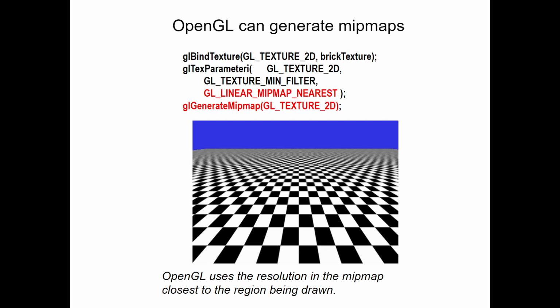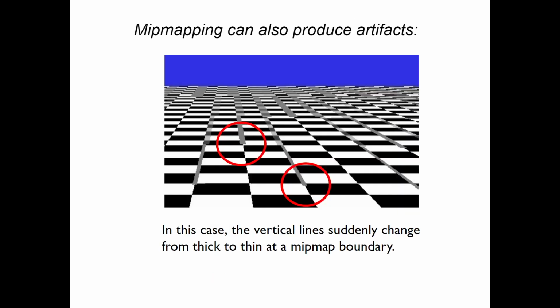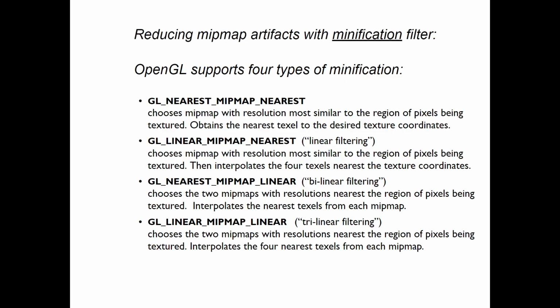So then OpenGL will try to use the resolution in the MIP map closest to the region being drawn, similar to that same size, right? So much better result. However, that still can have artifacts. It's not an ideal situation because you might be at a boundary, right? Suddenly you go from one to the other. You switch, okay, now I'm switching from that black and white checkerboard to a gray. Right at the edge, not so great. So we're better off, but it's not necessarily the perfect world.